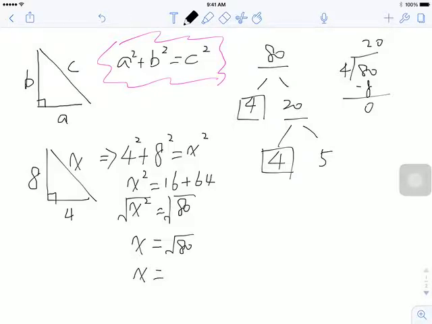So let's go back to radical 80. Let's put two radical signs together. We'll factor those together, so it will be radical 4 squared times radical 5. And then the radical and square cancel out. So the remaining will be 4 square root 5. And this will be the final answer to our problem.